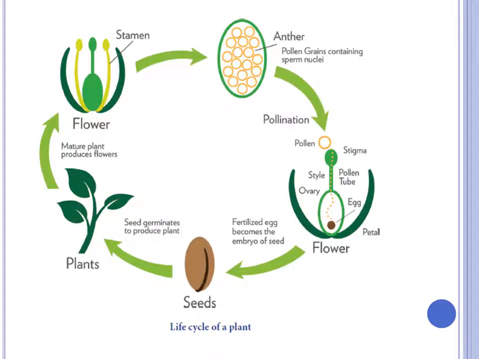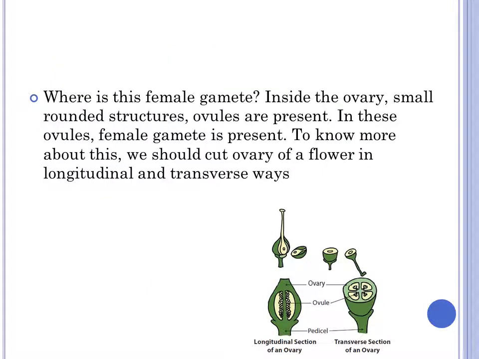The life cycle of a plant: seed to plant, plant to flower, pollination and flower. Where is the female gamete? Inside the ovary, small rounded structures, ovules, are present. In these ovules, female gamete is present. To know more about this, we should cut the ovary of a flower in longitudinal and transverse ways.